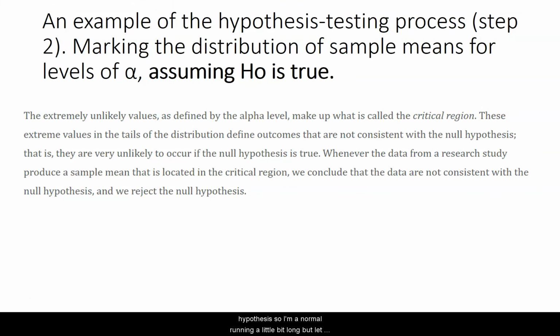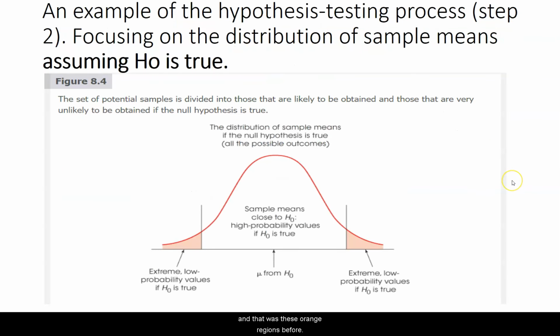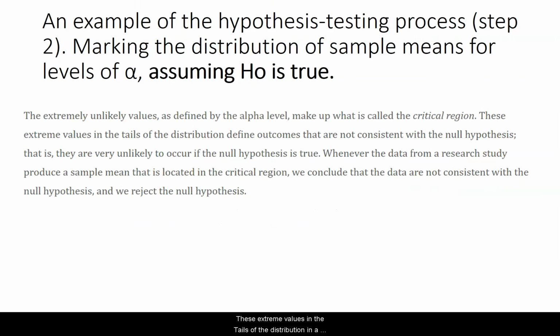I know I'm running a little bit long, but let me just read this last phrase and we'll get on to a concrete example. The extremely unlikely values as defined by the alpha level make what's called a critical region, and that was these orange regions before. These extreme values in the tails of the distribution in a two-tailed test define outcomes that are not consistent with the null hypothesis. They're pretty far apart if you assume the null is true. So whenever the data from a research study produce a sample mean that's located in that critical region, we conclude that the data are not consistent with the null, and we reject the null hypothesis.